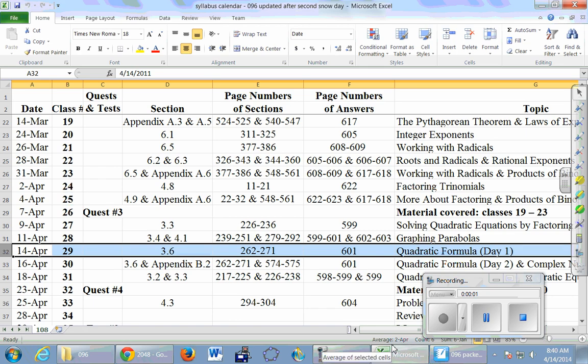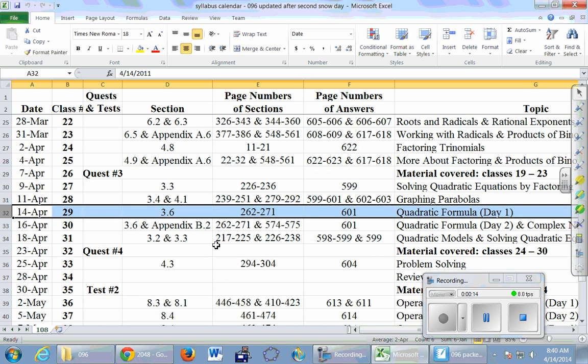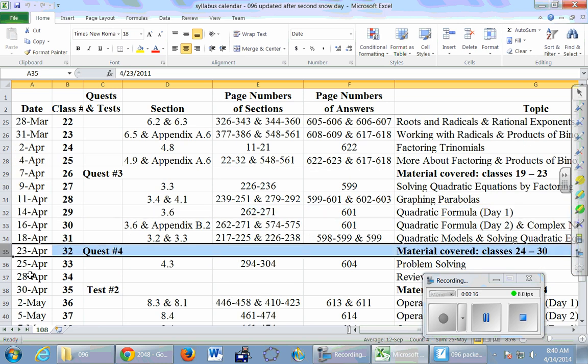Okay, our quick look at the calendar. Last class we talked about graphing parabolas. Today we change gears yet again, talking about the quadratic formula. We're actually going to spend 2 days on the quadratic formula. So that's the plan. And again, a little ways away, but April 23rd is our next quest. Questions on the calendar?